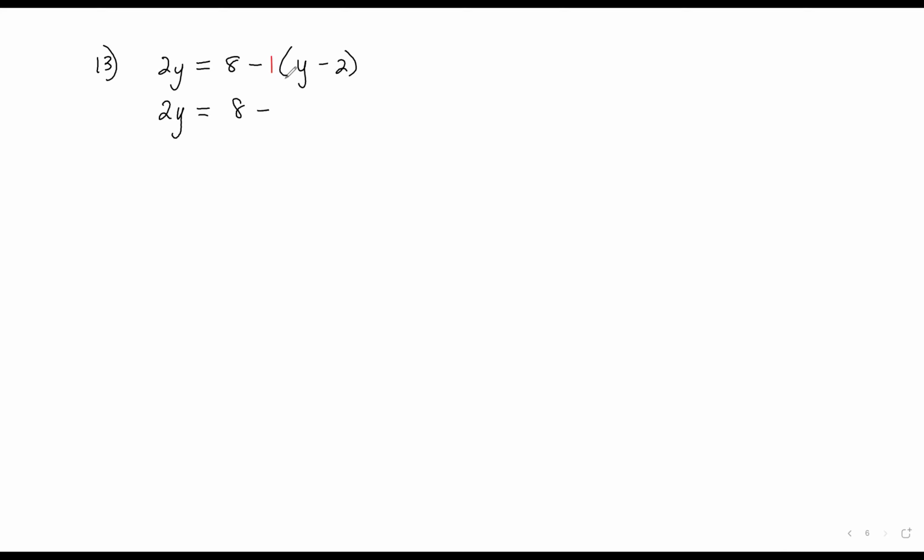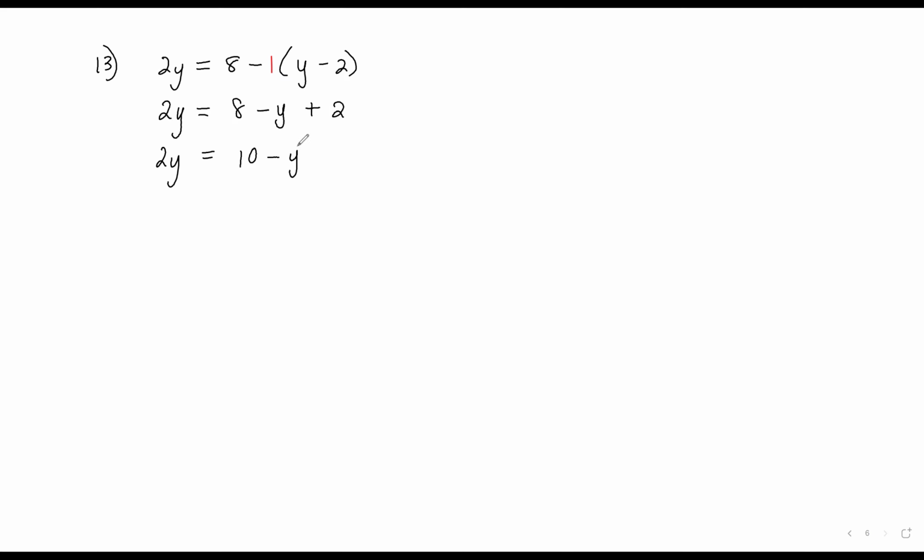2y. Well, minus y, because it'll be 1 times y, right? So -1 times y is -y. And then -1 times -2 will be what? Plus 2, because minus times a minus is a plus, right? Okay, so then the next line will be 2y is equal to, well, you group your like terms. So we'll have to say 8 plus 2, which will give me what? 10. So this side will have 10 minus y.